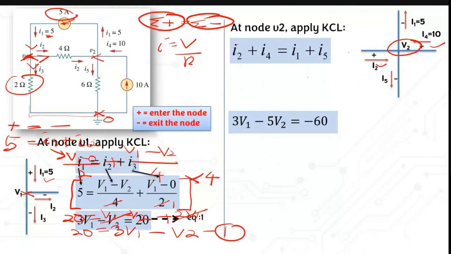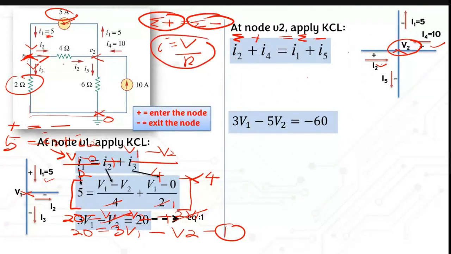So what you have is I2 plus I4 here equal to I1 plus I5 here, which is the summation of current entering, and this is the summation of current leaving the node V2. Okay, so you just have to convert it into Ohm's law.